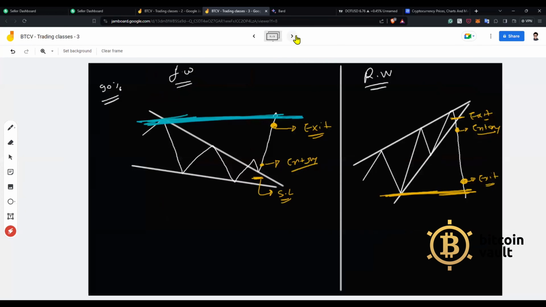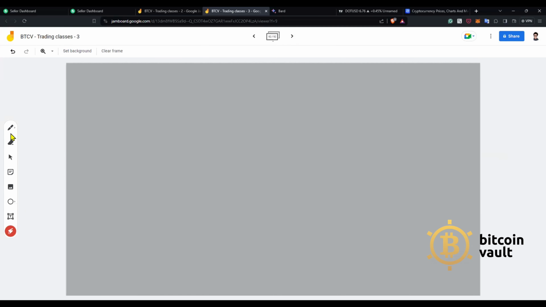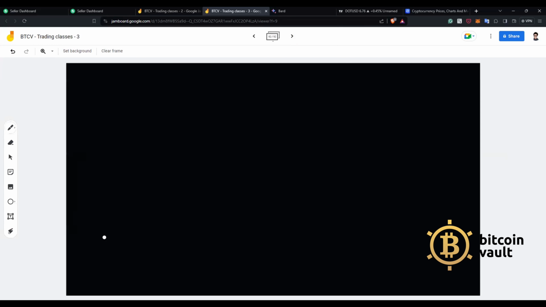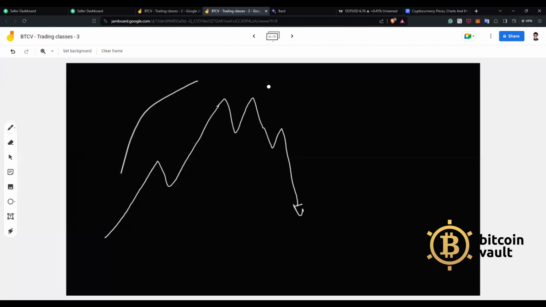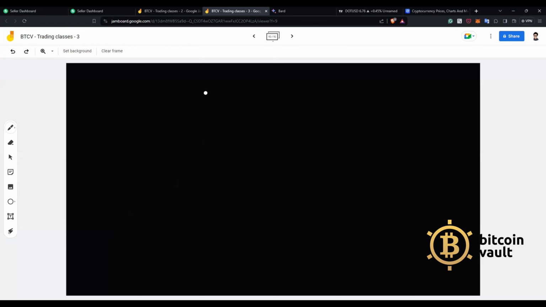Now, what a reversal pattern means is basically the market will move up, right? So the market is moving up, then it might create something like this, and then it will drop. So that's a reversal pattern. Now, these four are reversal patterns. Double top, triple top, these are just names. You don't have to remember the name. You just have to understand the concept.